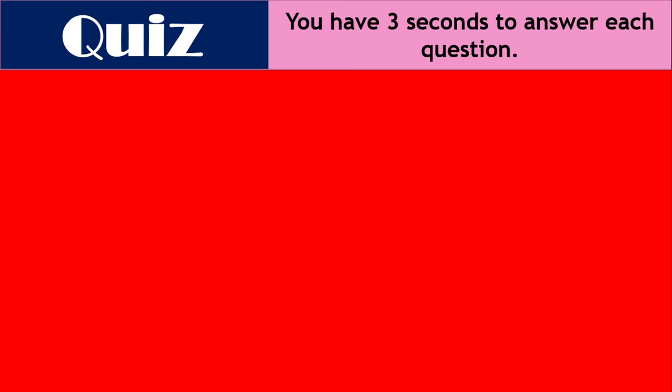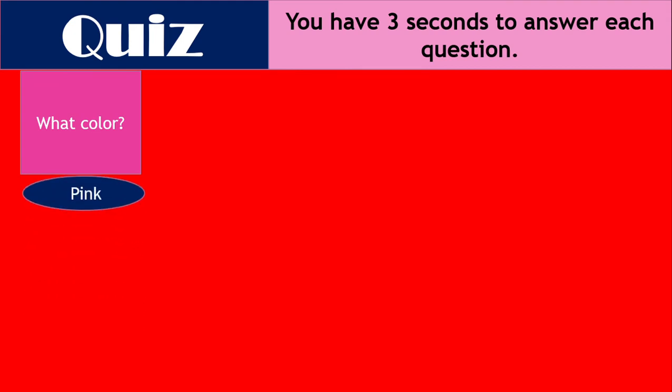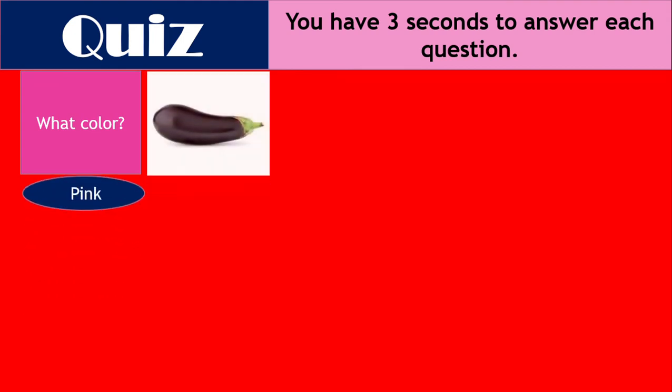You have 3 seconds to answer each question. Okay, I'm giving you 3 seconds to answer each question. Okay, first one, what color is it? 1, 2, 3. Yes, it's pink. Okay, what vegetable is it? Yes, it's eggplant.